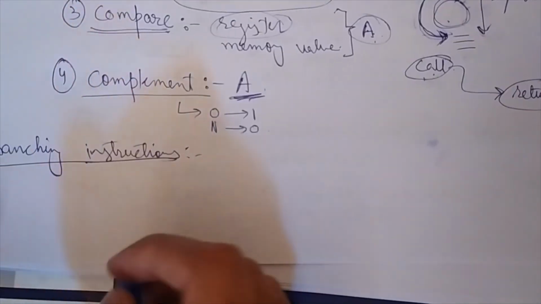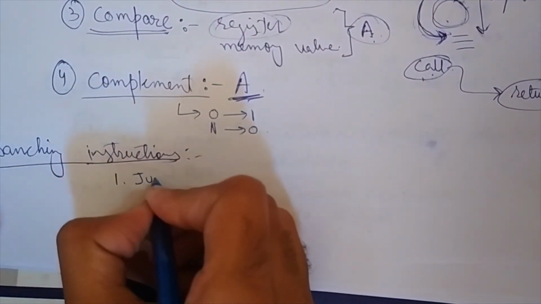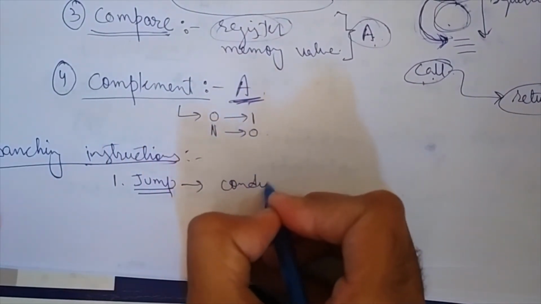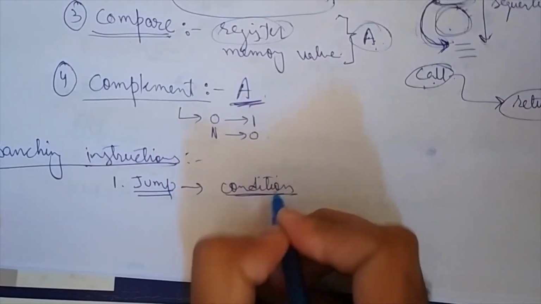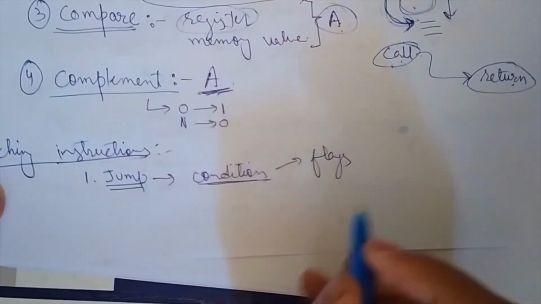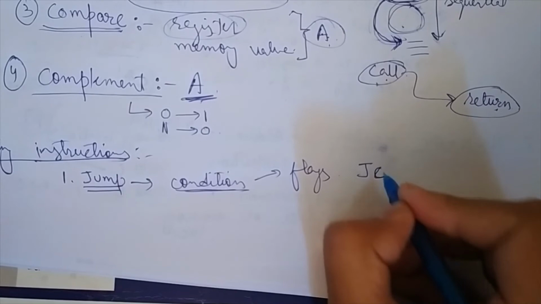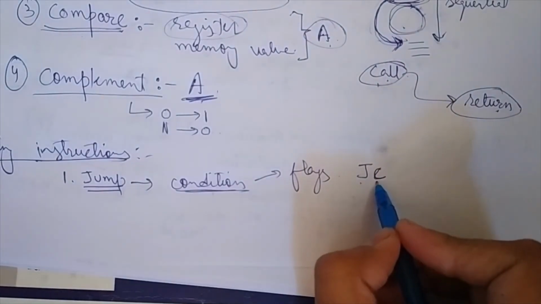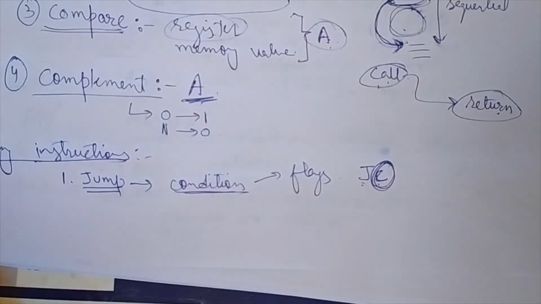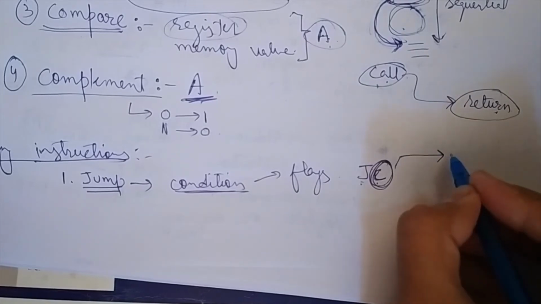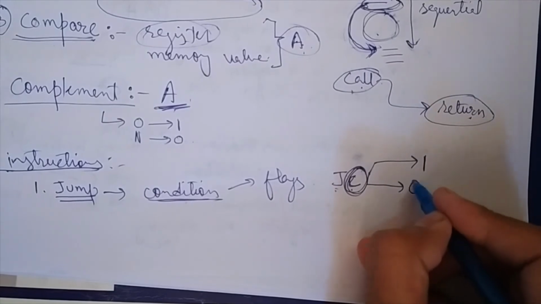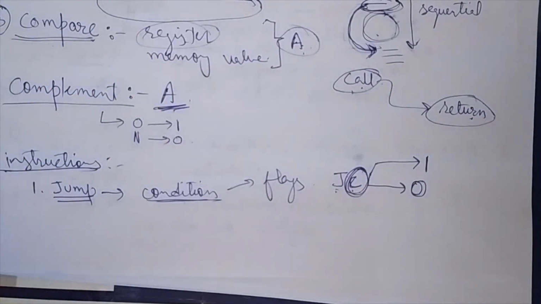So different types of branching instructions include the jump instruction. These instructions are checking some condition. How will they check the condition? Basically, they are checking the flags in our flags register. Let's say there is one instruction JC, jump on carry. This checks the carry flag in the flags register. If that flag is set, then it will make a branch. If that is reset, then there won't be any branch. It will follow the sequential execution.